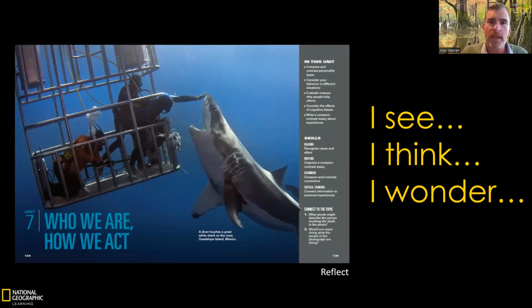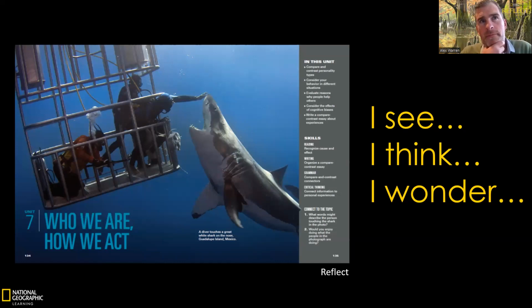And so, of course, what we're doing here is we are activating schemata, but it's also all completely learner focused. Everything is generated by them. The teacher is just facilitating the process. So let's see what you wonder about this photograph. So in the chat box, let me know, what do you wonder about this photo?